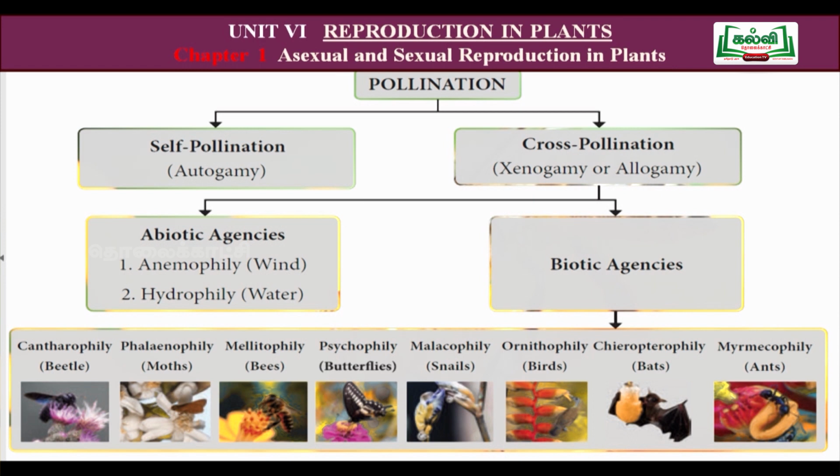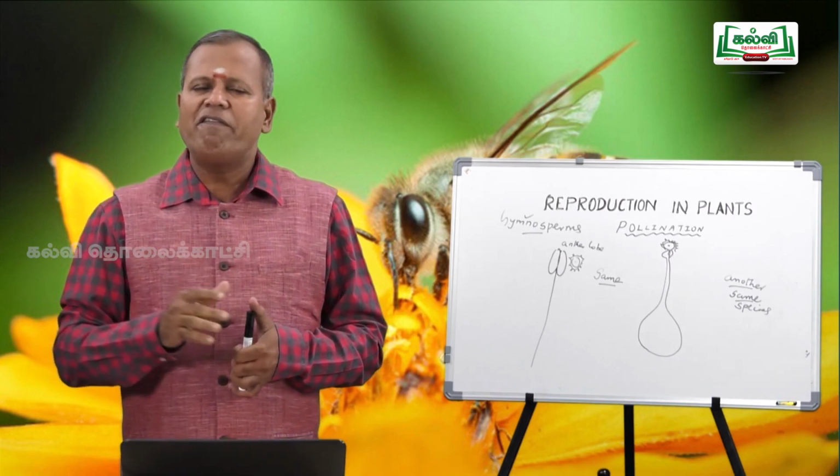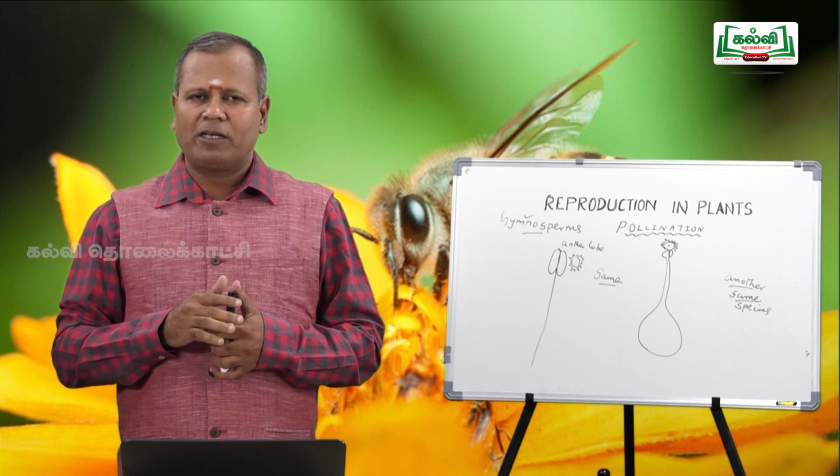Pollination with the help of snails is said to be malacophily. Pollination with the help of butterflies is said to be psychophily. Pollination with the help of bees is said to be melittophily, pollination with the help of moths is said to be phalaenophily, and with the help of beetles is said to be cantharophily. All these biotic components, living organisms, help in cross-pollination.